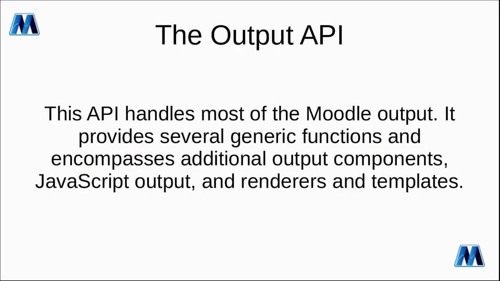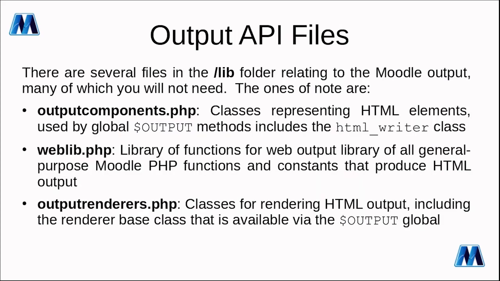So we'll start with the Output API. This API handles most of Moodle's output. It provides generic functions and additional components, JavaScript output, renderers, and templates fall under this API. There's several files in Moodle's lib folder to do with output, but the ones that are of note are the output components PHP, which defines HTML element classes and also defines the global output methods and includes the HTML_writer class, and we'll see those a little later on.